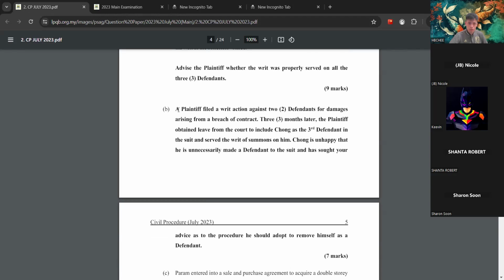Now we come to part D. The plaintiff filed a writ action against two defendants for damages.